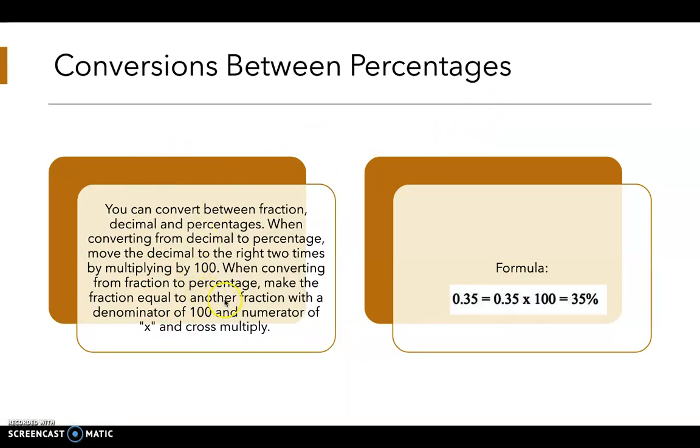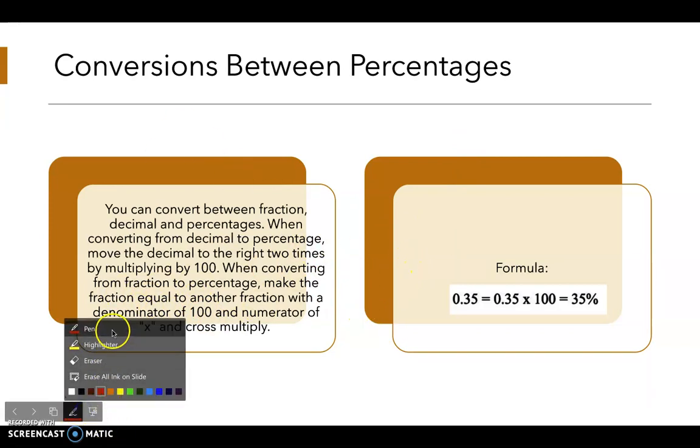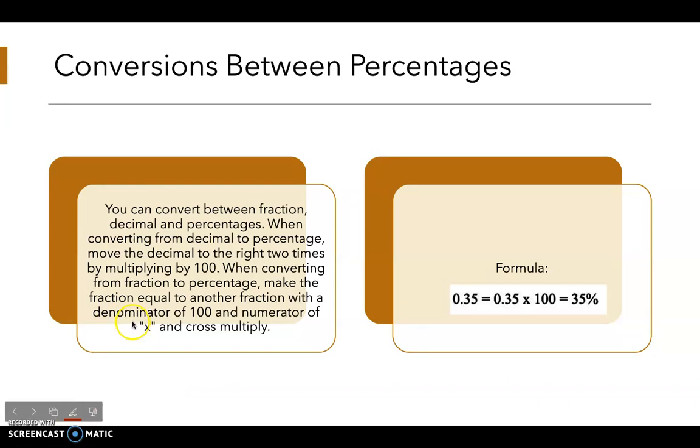Conversions between percentages. You can convert between a fraction, decimal, and percent. When converting from a decimal to a percentage, you're going to move the decimal to the right 2 times by multiplying by 100. The same thing works vice versa. When I'm trying to convert a percent back to a decimal, I'm going to move the decimal point twice to the left because I'm dividing by 100. I'm doing the opposite of what I did to get to the percent.